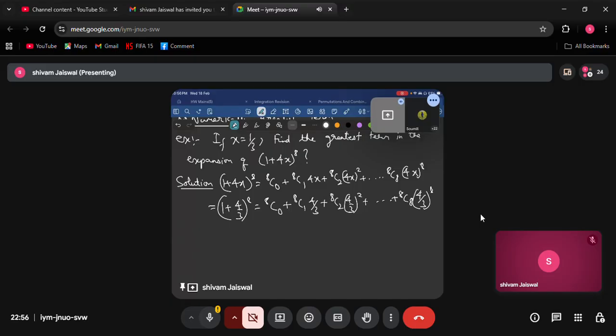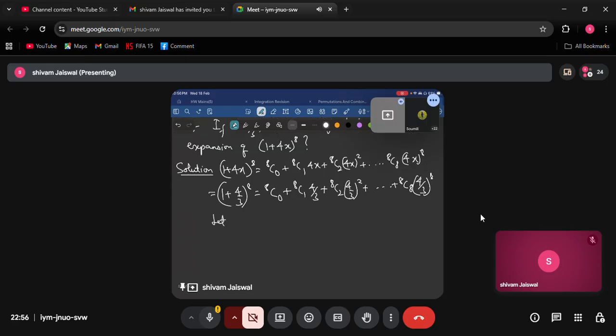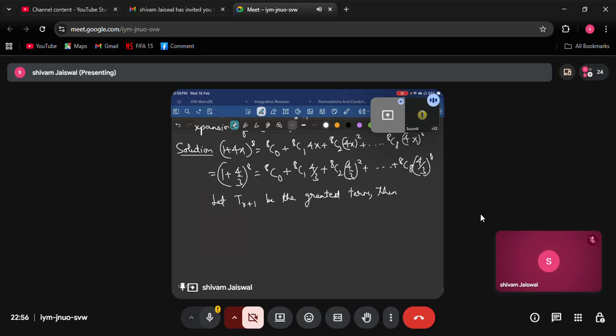Let T(r+1) be the greatest term. Then I am going to write mod of T(r+1) and solve this inequality: mod of T(r+1) is greater than or equal to mod of T(r). Now, what is the benefit of this? I'll write it down and you will understand.